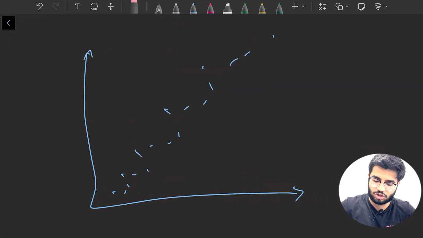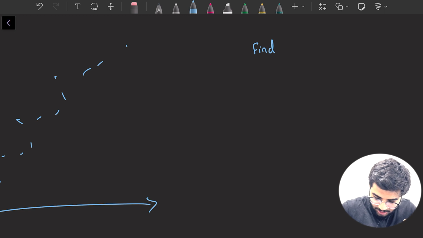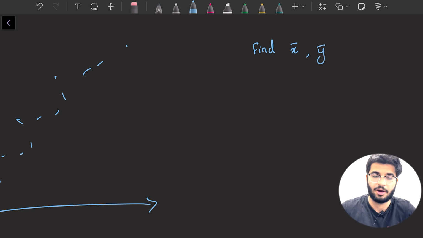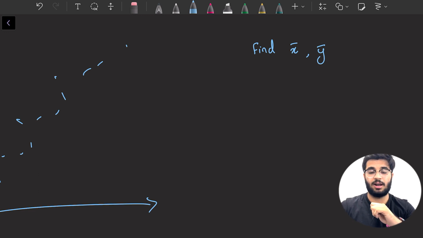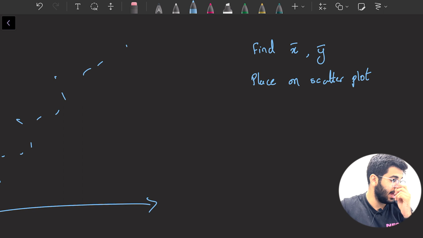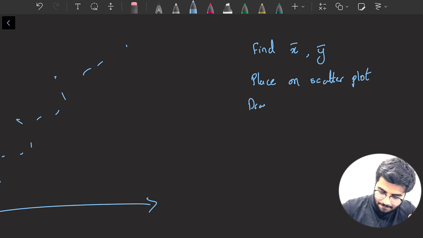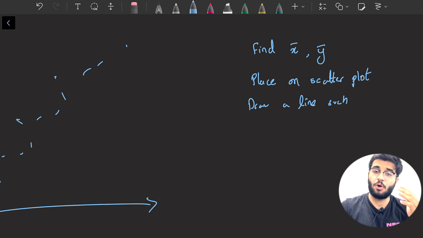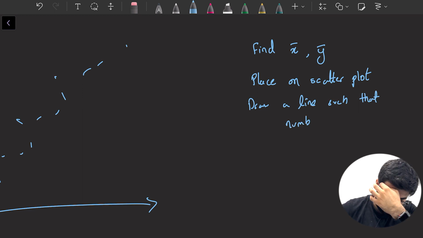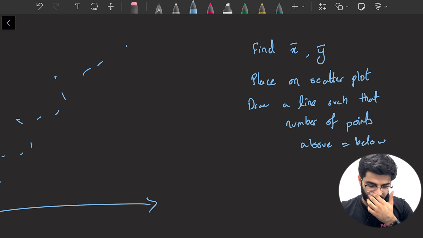The other, a bit stronger way to go about it is to find the mean x value and the mean y value. So find x bar, which is the mean x, and y bar. Place that point on the scatter plot. Then draw a line through it such that the number of points that are above that line is about the same as the number of points below it. Approximately. Obviously, sometimes it's not possible, so approximately.